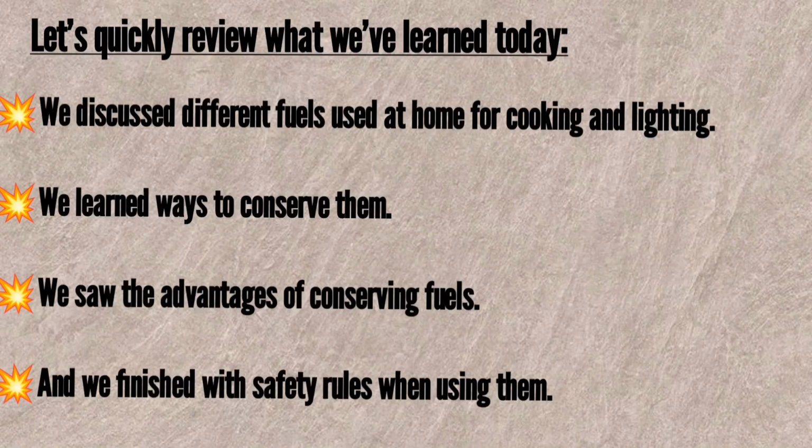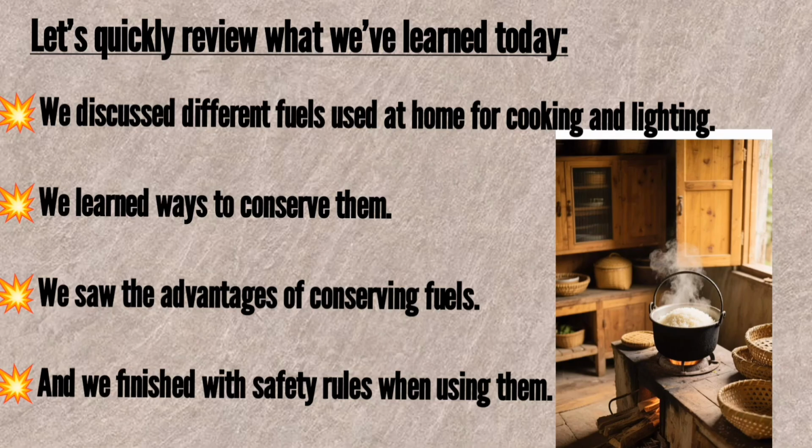Now let's make a quick review of what we have learned in today's lesson. First, we discussed different types of fuel that we use at home for cooking and for lighting. Can you remember all the types of fuel that we learned today? List them down one by one. You can pause this video and try to recall all the types of fuel that we learned. I'm going to mention a few of them: charcoal, firewood, kerosene, electricity, and solar energy.